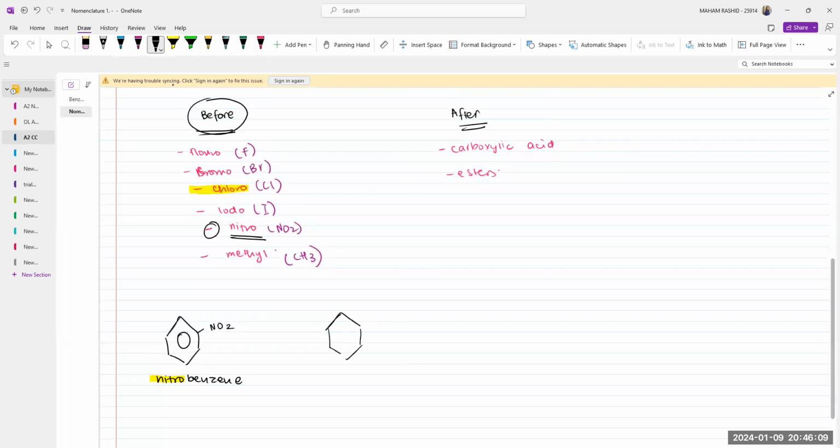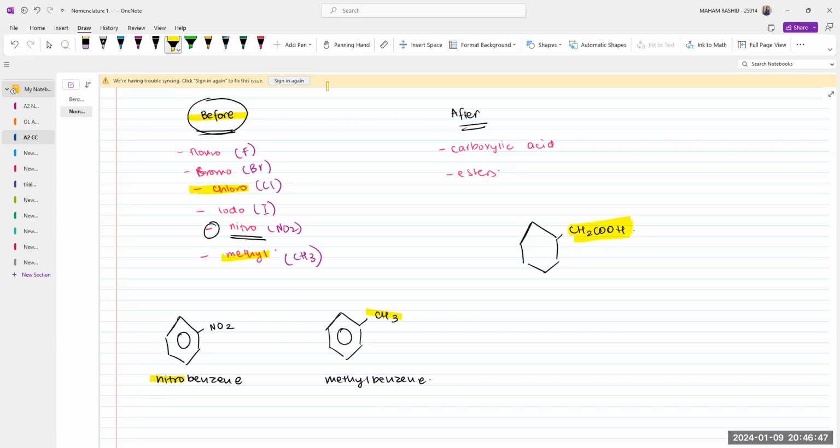Another example is I have a benzene ring and I have a methyl group attached to it. Now, the methyl group also comes before the word benzene, right? So this will be methylbenzene. Another example could be this, for instance. Now, what's my substituent here? My substituent is an acid, right?